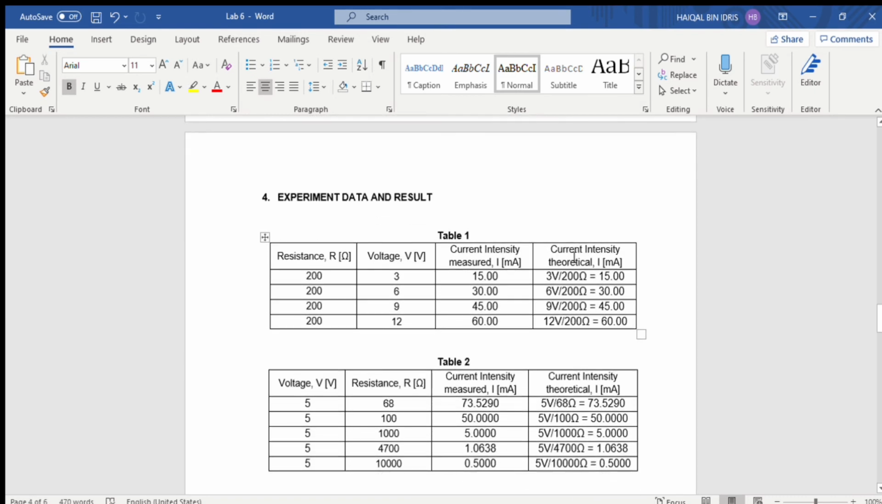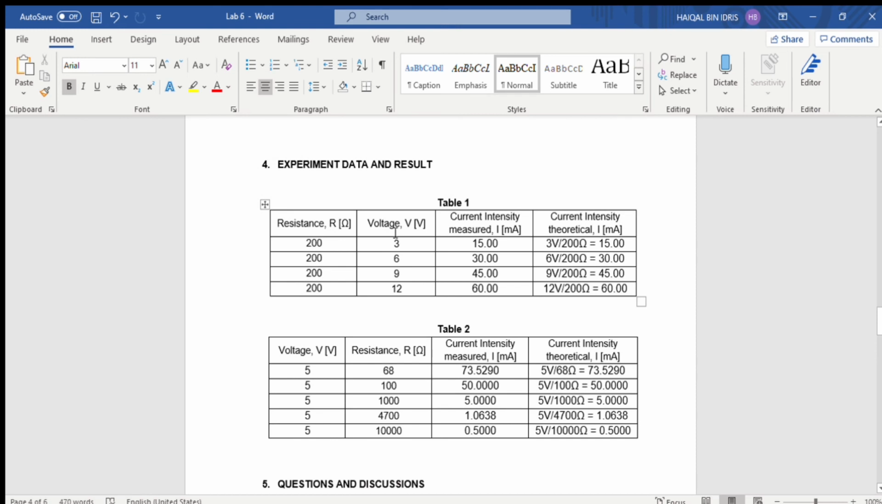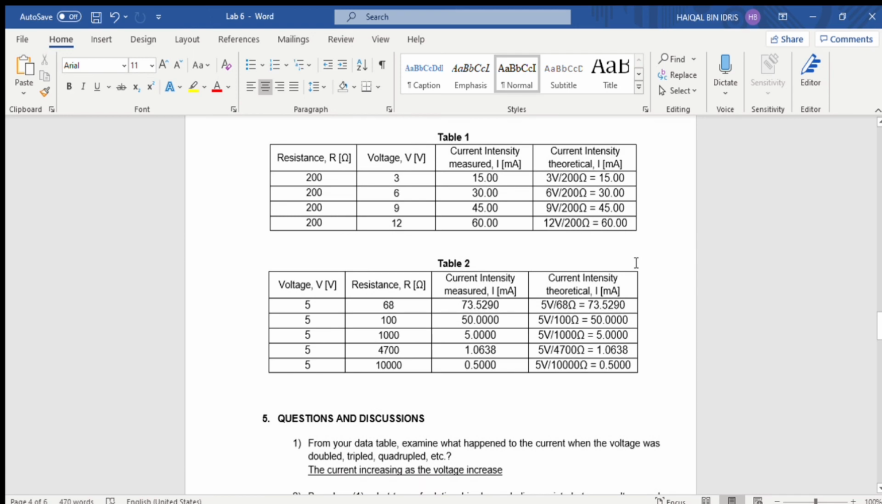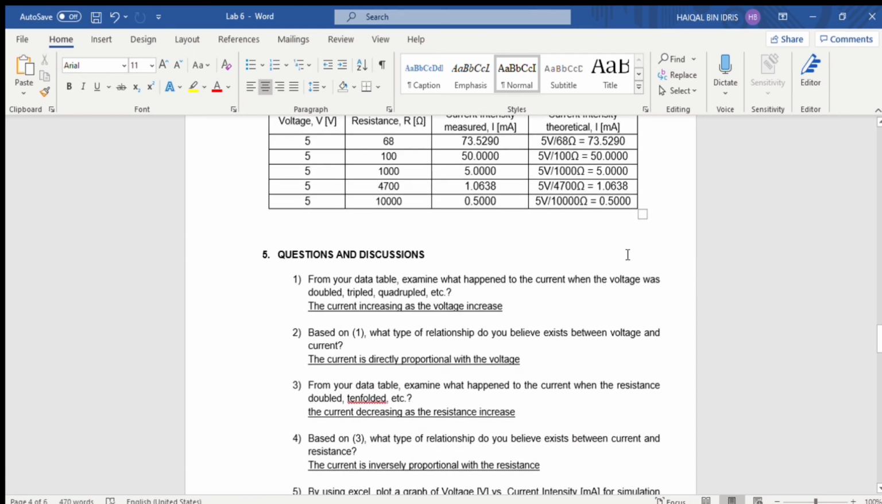Number 4 is experiment, data and result. For experiment data and result, there are two tables, table 1 and table 2. So this is the current intensity measured and the current intensity theoretical that we need to calculate. So this is our measured and theoretical. And for number 5, questions and discussion.